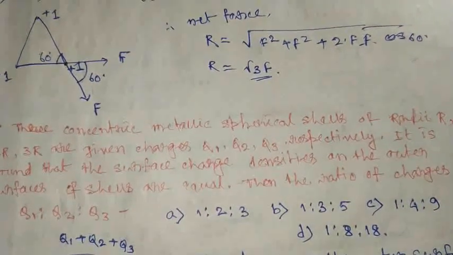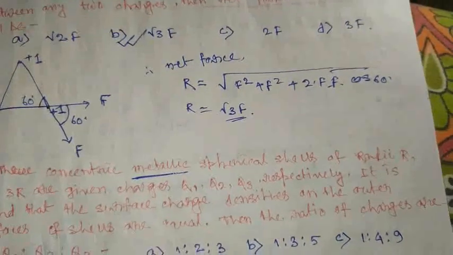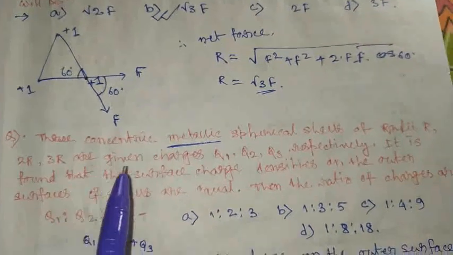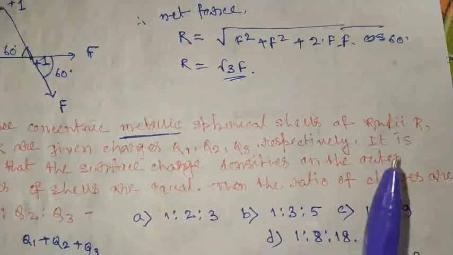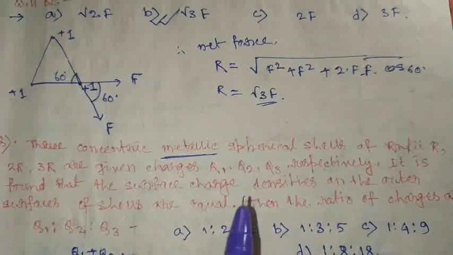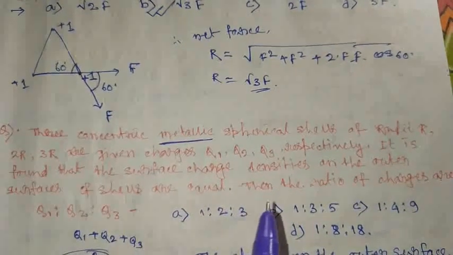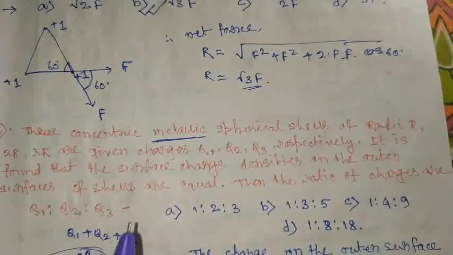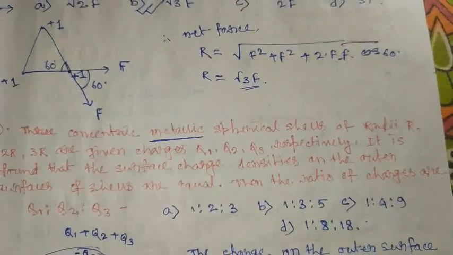Three concentric metallic spherical shells, focus on this word metallic, of radii r, 2r and 3r are given charges q1, q2, q3 respectively. It is found that the surface charge densities on the outer surfaces of the shells are equal. Then the ratio of the charges q1, q2, q3 is how much? The 4 options are given.